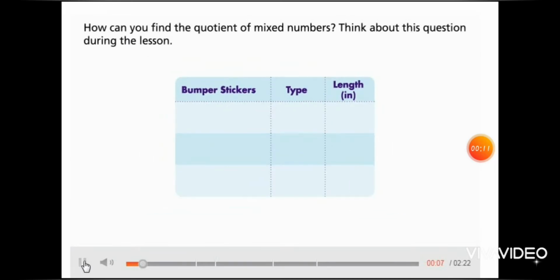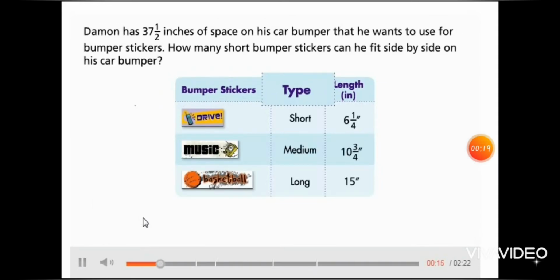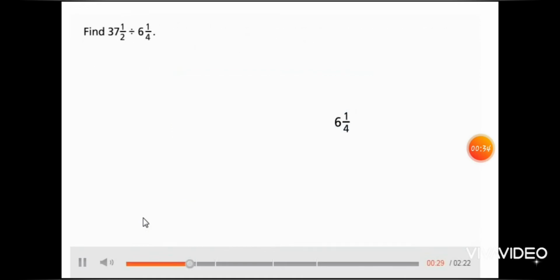How can you find the quotient of mixed numbers? Think about this question during the lesson. Damon has 37 and 1/2 inches of space on his car bumper that he wants to use for bumper stickers. How many short bumper stickers can he fit side by side on his car bumper? Find 37 and 1/2 divided by 6 and 1/4.